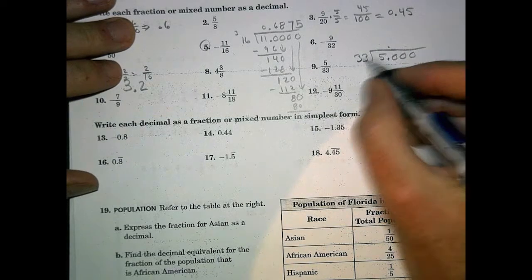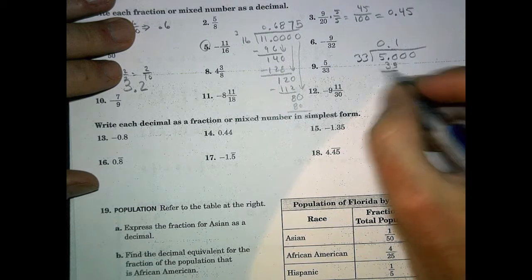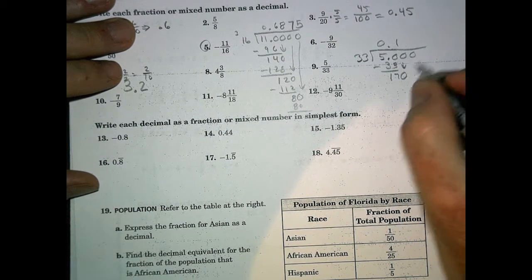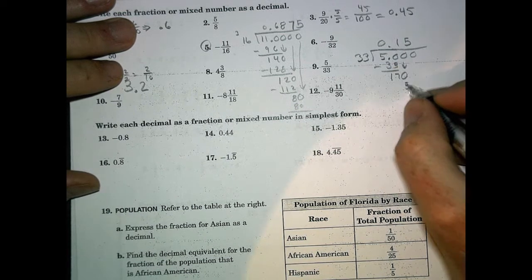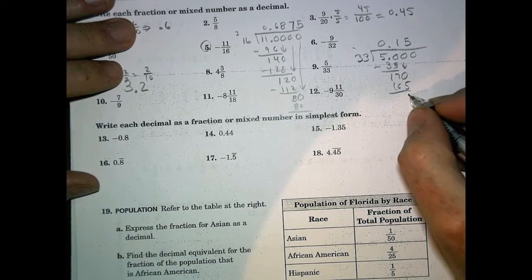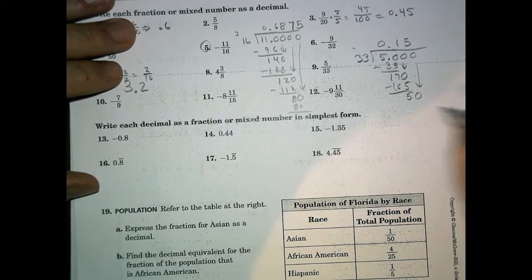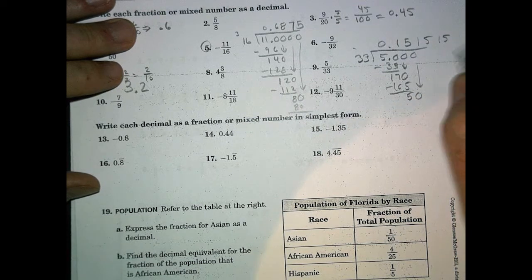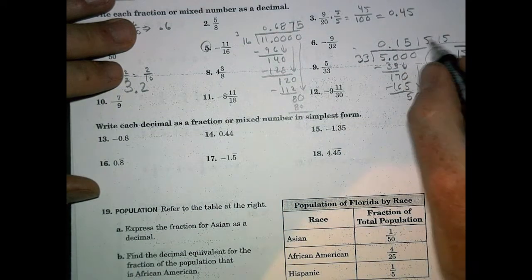Okay, so 33 goes into 5 0 times, goes into 50 1 time. 1 times 33, we subtract, and we're left with 17. Bring down the 0. 33 goes into 170 about 5 times. 5 times 3 is 15. Carry the 1, 16, and we have 5. Bring down the 0, and we can see we're back to 50 again. So what am I going to have? I'm going to have a repeating number. It's going to go like this. So my solution would be 0.15, and put the repeating bar over the 15 because it's going to repeat and repeat and repeat.